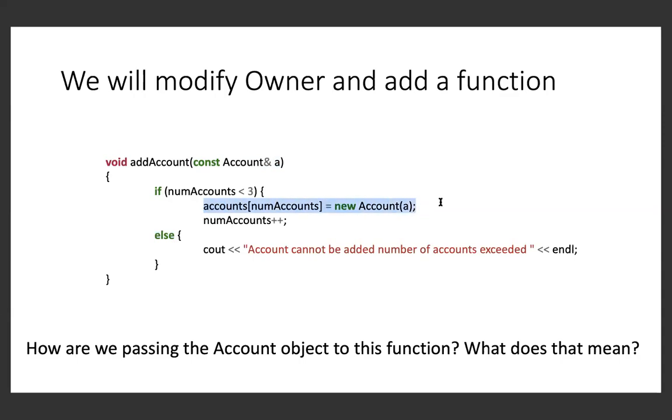And immediately after doing that, we are incrementing the number of accounts to keep track of it, so that when we add a new account later, if the number of accounts is 3 or greater, we will not do anything. We will output that the account cannot be added, we've reached the maximum number of accounts. If it is less than 3, we will be able to access the end of the array, in which we have a free pointer, a null pointer in that case. And we're going to use that pointer to allocate a new account object.